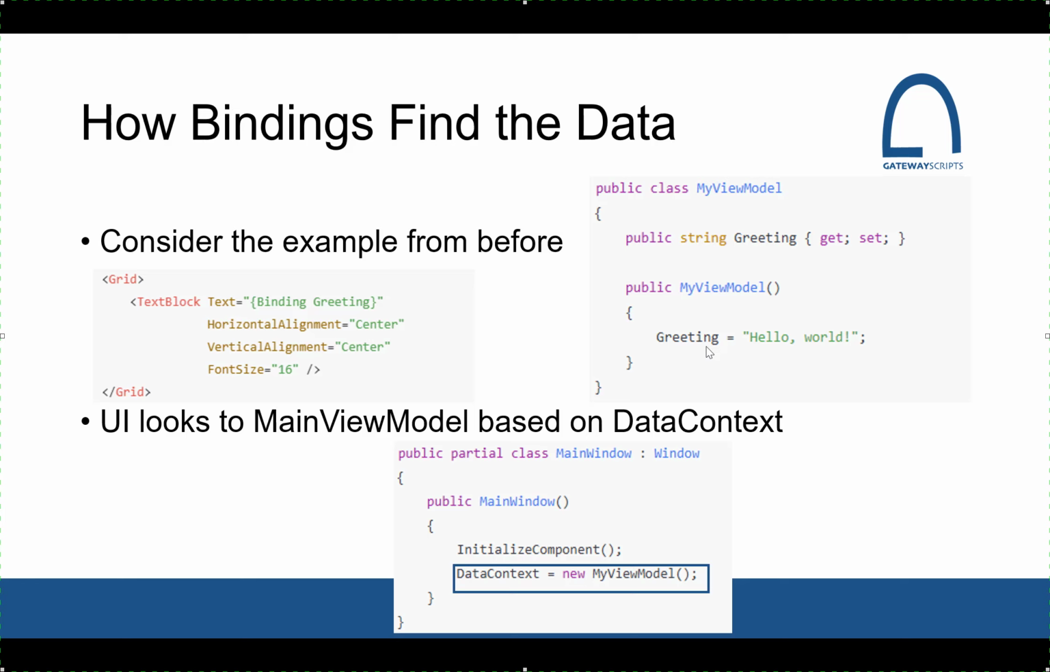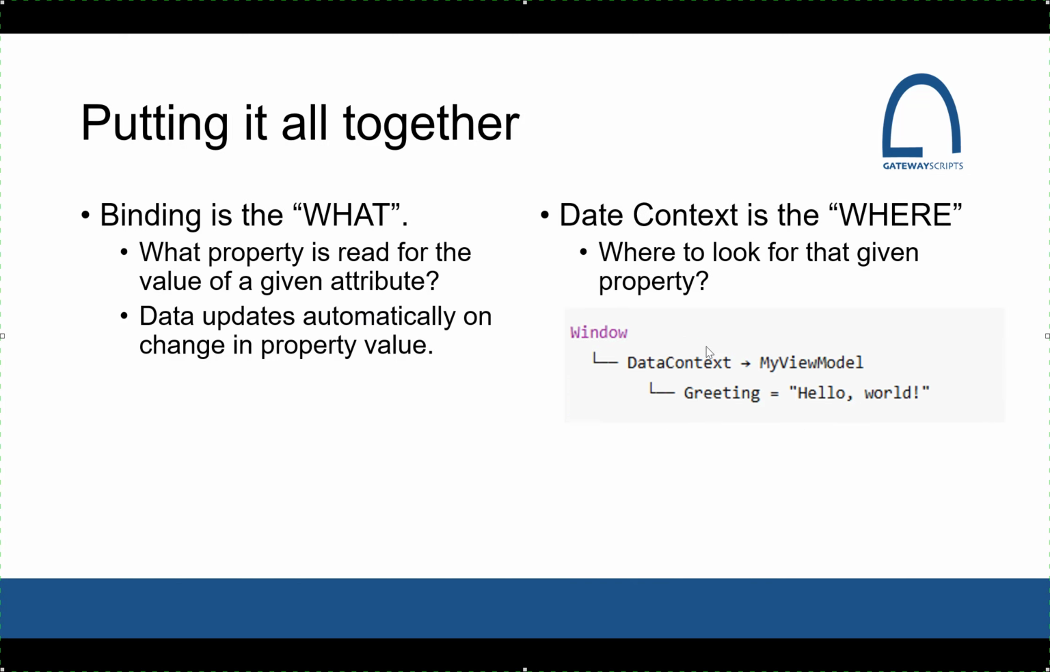Here in this example, you can see that in the view class, so this is the class with the user interface, the main window class, the data context property is set to the myViewModel class, meaning that the greeting property in the myViewModel class will be evaluated because the greeting property is set in the user interface. Think about these as follows. The binding expression is the what. What is the property that I want to read for the value of any given attribute? Data on that property can automatically change the property value and update the user interface. Alternatively, data context is the where. Where should the user interface look for a given property?